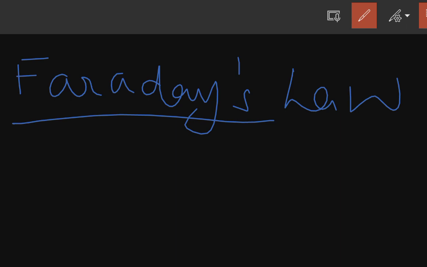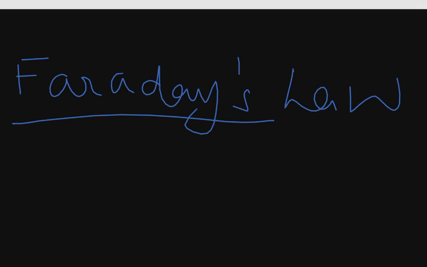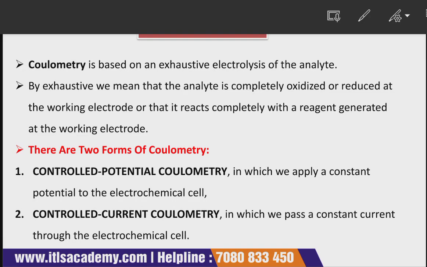Colorimetry can be used to determine how much of a substance is there in a solution. Second, it can also be used to determine the purity of a compound, and it is used for the kinetics of electrochemical reactions. So colorimetry is based on which law? Faraday's law.